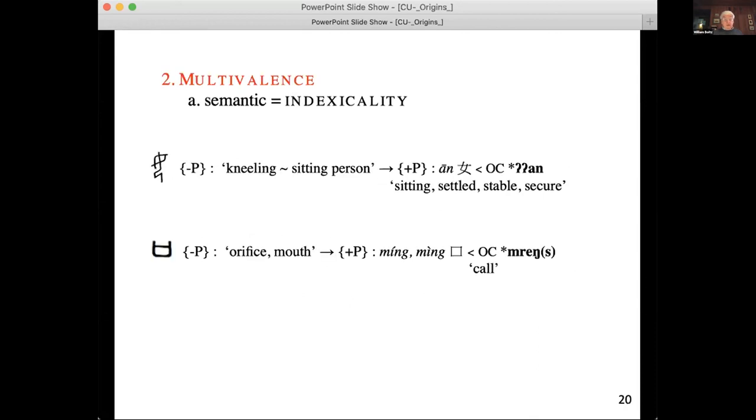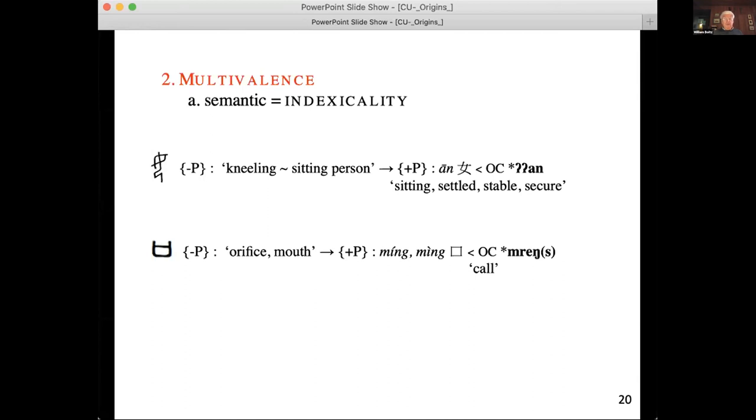Multivalent usages. Here are indexical uses of the other two graphs that we've been talking about. The word for woman, the graph stands for new, but it also stands for the word stable, because iconically it's understood as a kneeling, seated person, and it carries the semantic sense of settled, sitting, stable, and so forth. And it comes to be used, and again, this is attested in texts, it's not just inferred, for the word on, which means basically that, settled, stable, secure, and so forth. The graph for mouth is used for the semantically related verb to call, pronounced ming. The pronunciation has nothing to do with the pronunciation that the graph had when it stood for the noun mouth, but the meaning is essentially an indexical extension of the graph for mouth.